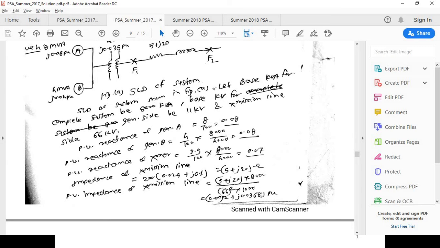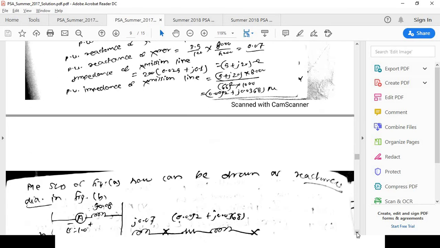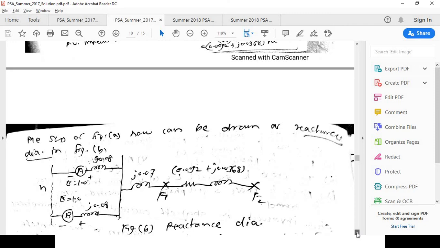So it is divided by 1000. So it will be 0.0092 plus j0.0368 per unit. So you are having the per unit impedance of the transmission line also. Now we'll draw the SLD.